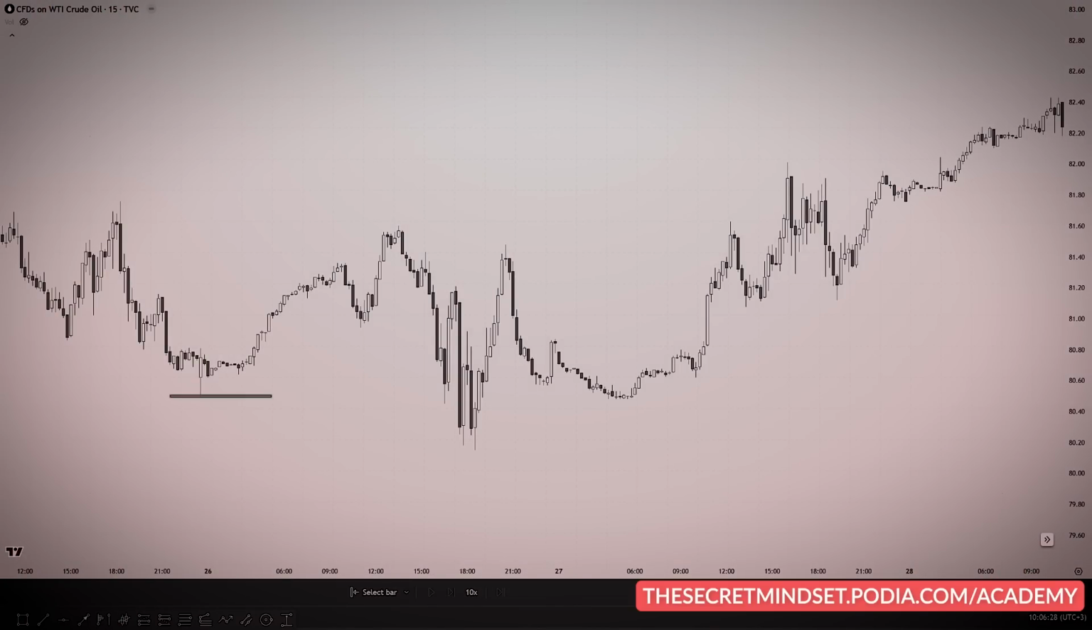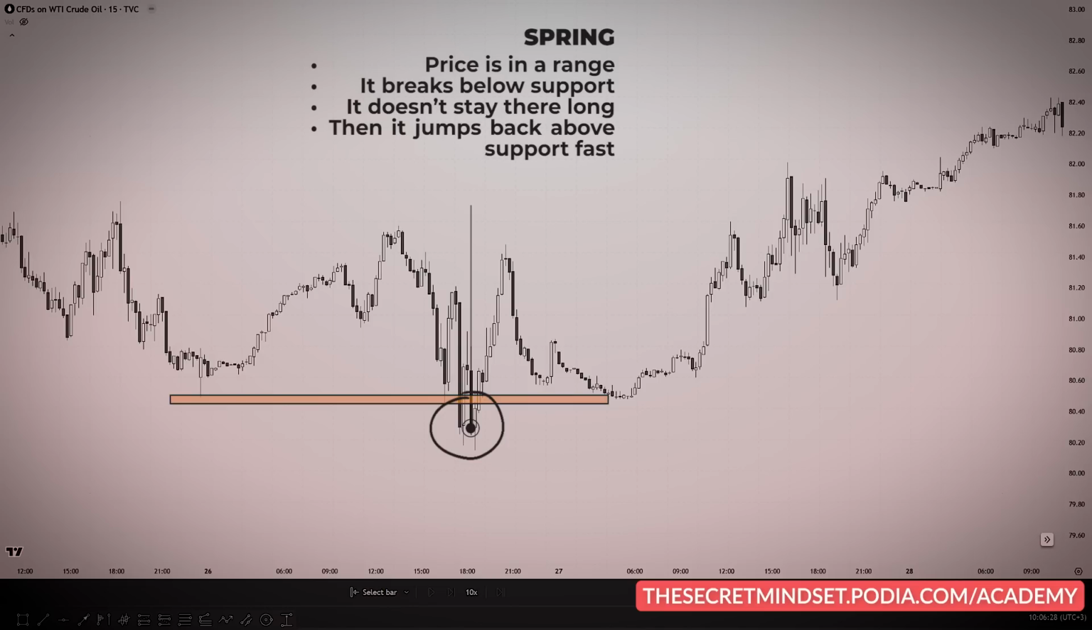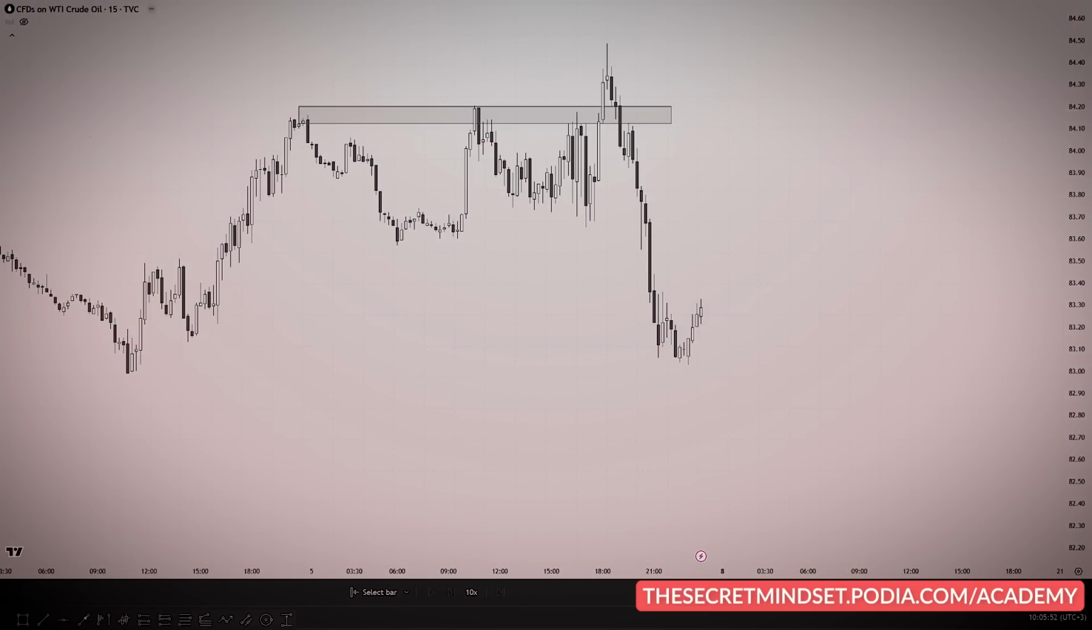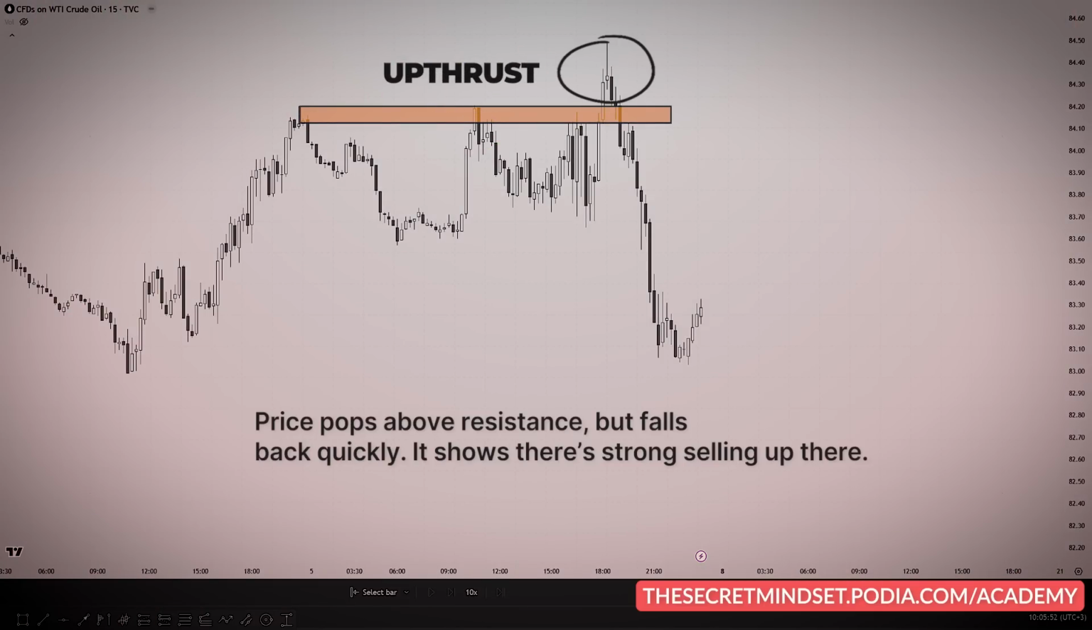Here's how to spot a spring. Price is in a range. It breaks below support. It doesn't stay there long. Then it jumps back above support fast. Upthrusts are the opposite. Price pops above resistance, but falls back quickly. It shows there's strong selling up there. It often leads to a move down.